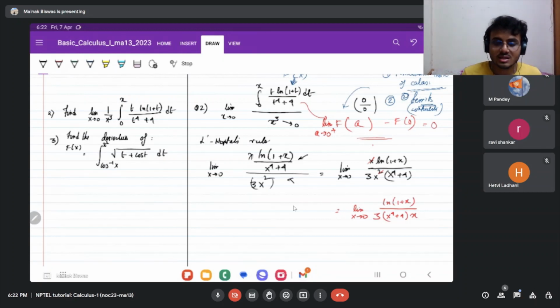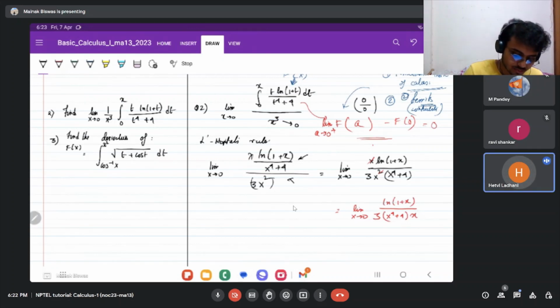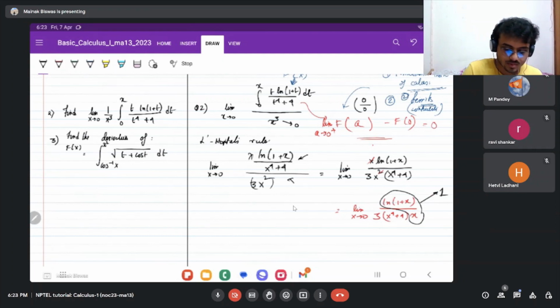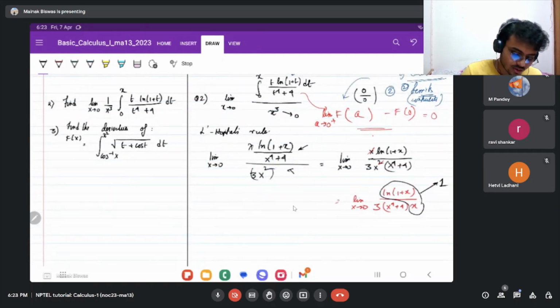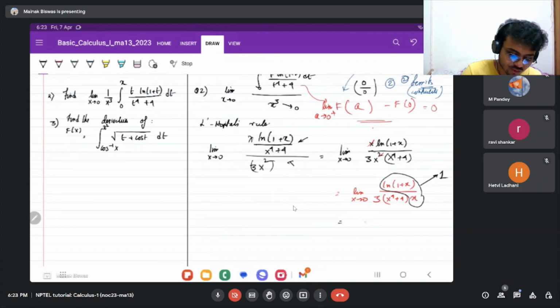But you have a well-known limit here. Can you identify it? Sir, ln(1 plus x) by x is 1. Correct. This is 1. We have used this multiple times. So ln x will go away, ln(1 plus x) will go away, and you'll be left with, now you have no problem with putting x equal to 0. So if you put 0, you get 1 over 12. Right?